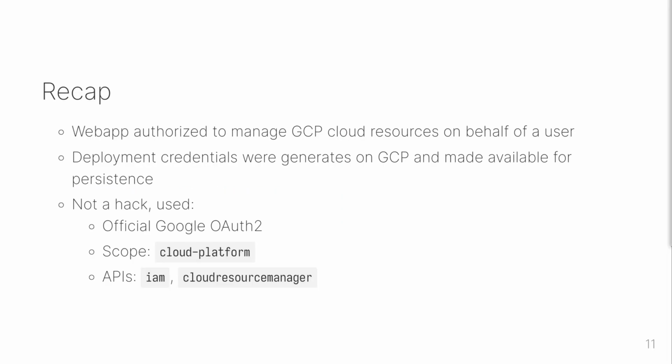To recap, what we just saw was a third-party web application, eventually the GitLab Rails web application. This application was authorized by a Google user. Once authorized, it was able to create and store deployment credentials for that user. This process was not a hack. We used proper APIs that are documented, supported, and secured by Google. And the user experience did not involve any pop-ups or any other invasive quirks. It was as straightforward and natural as can be.